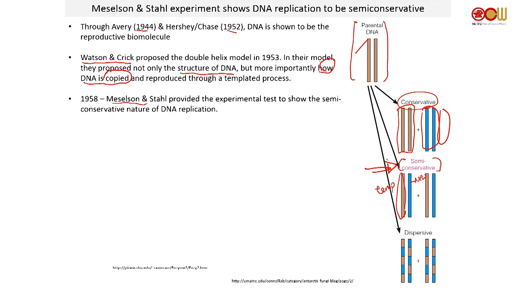And you can have a third, last possible scenario where you have a dispersive mechanism where the DNA just somehow magically copies itself, and you get in one strand old, new, old, new, old. It's random, okay? The copying mechanism is random, okay? So again, 70 years ago, 80 years ago, people didn't have a single clue as to what the mechanism was, okay? So that's what we're going to talk about right now.